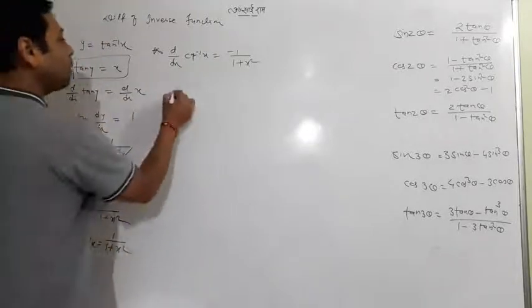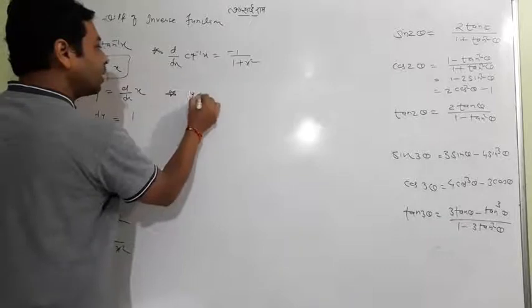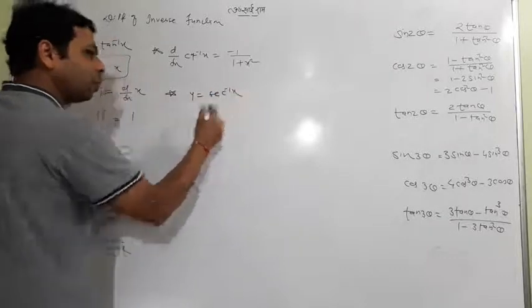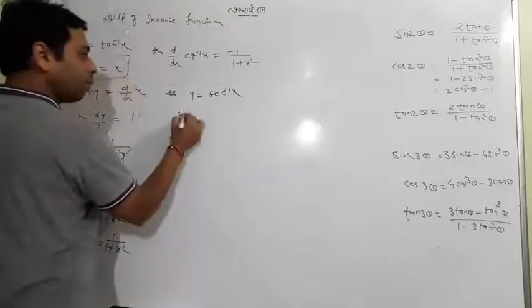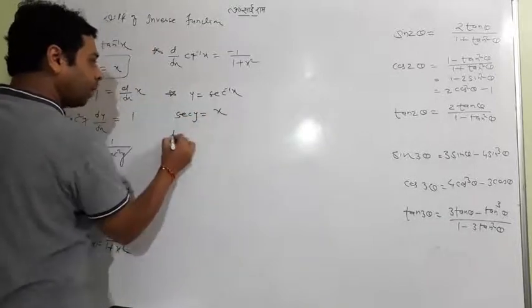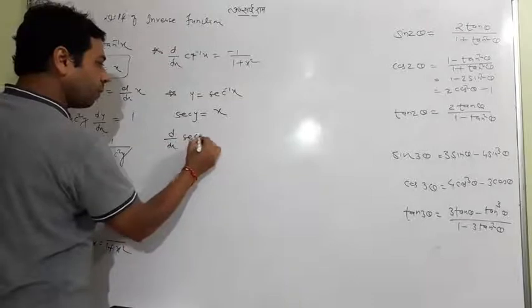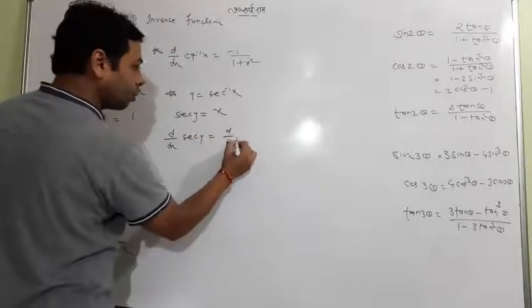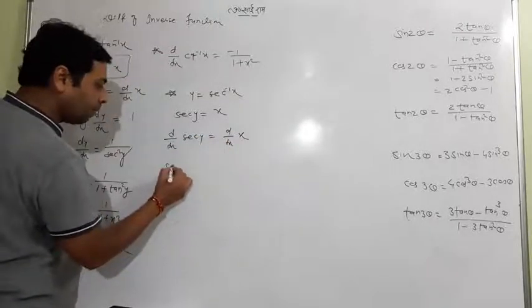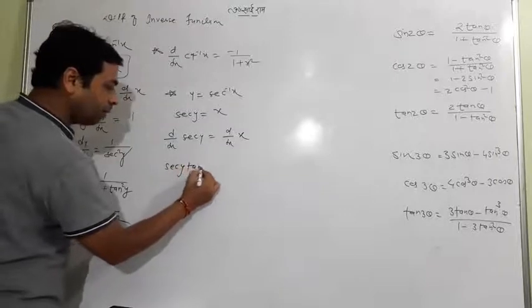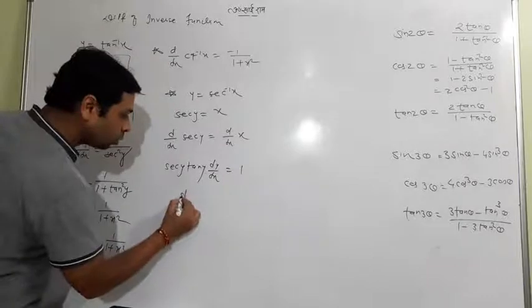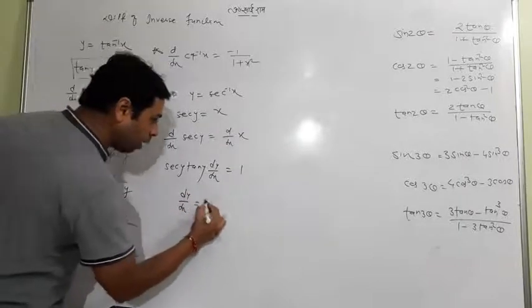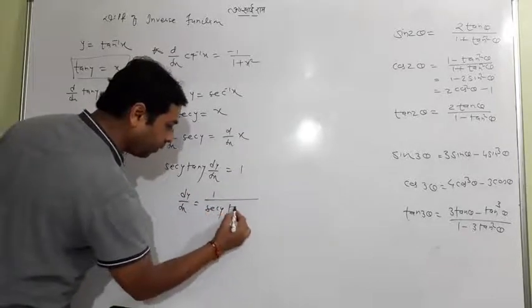Now the last formula I am telling you here, y is equal to sec inverse x, and definitely cosec inverse x will be the same with a minus sign. So sec y is equal to x. d by dx of sec y is equal to d by dx of x. Sec y has differentiation sec y tan y times dy by dx, equal to 1. So dy by dx will be 1 upon sec y tan y.